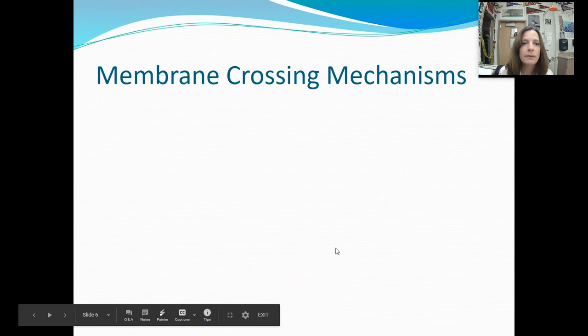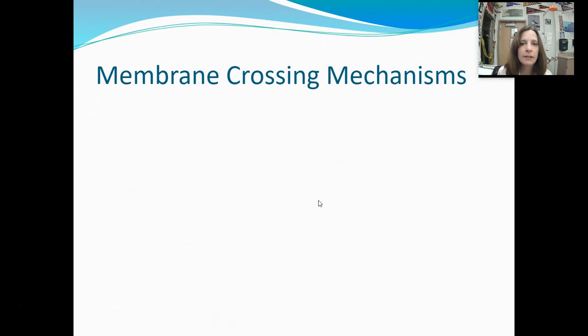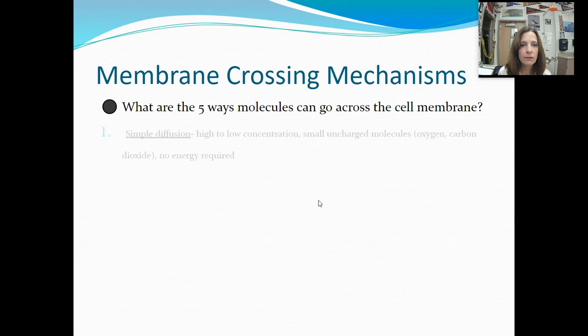Okay, so think about how things can go across the membrane. There's 5 of them. Okay, so the first one is simple diffusion, and so that's from high to low concentration, and the molecules that can do that are small and uncharged, like oxygen and carbon dioxide, and that does not require any energy. So those go straight through the membrane.